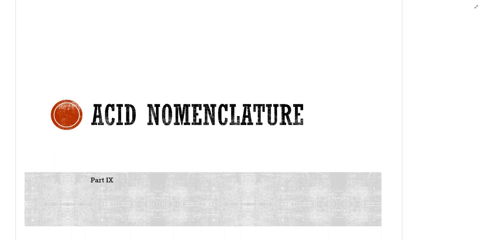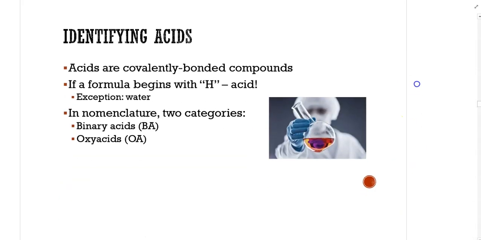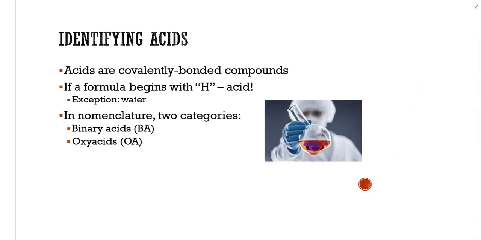Acids are actually a pretty interesting category of substances, but we're not going to talk too much about how they behave. This is solely about what we can do to identify them and name them in a consistent pattern. So first of all, know that acids are covalently bonded compounds.